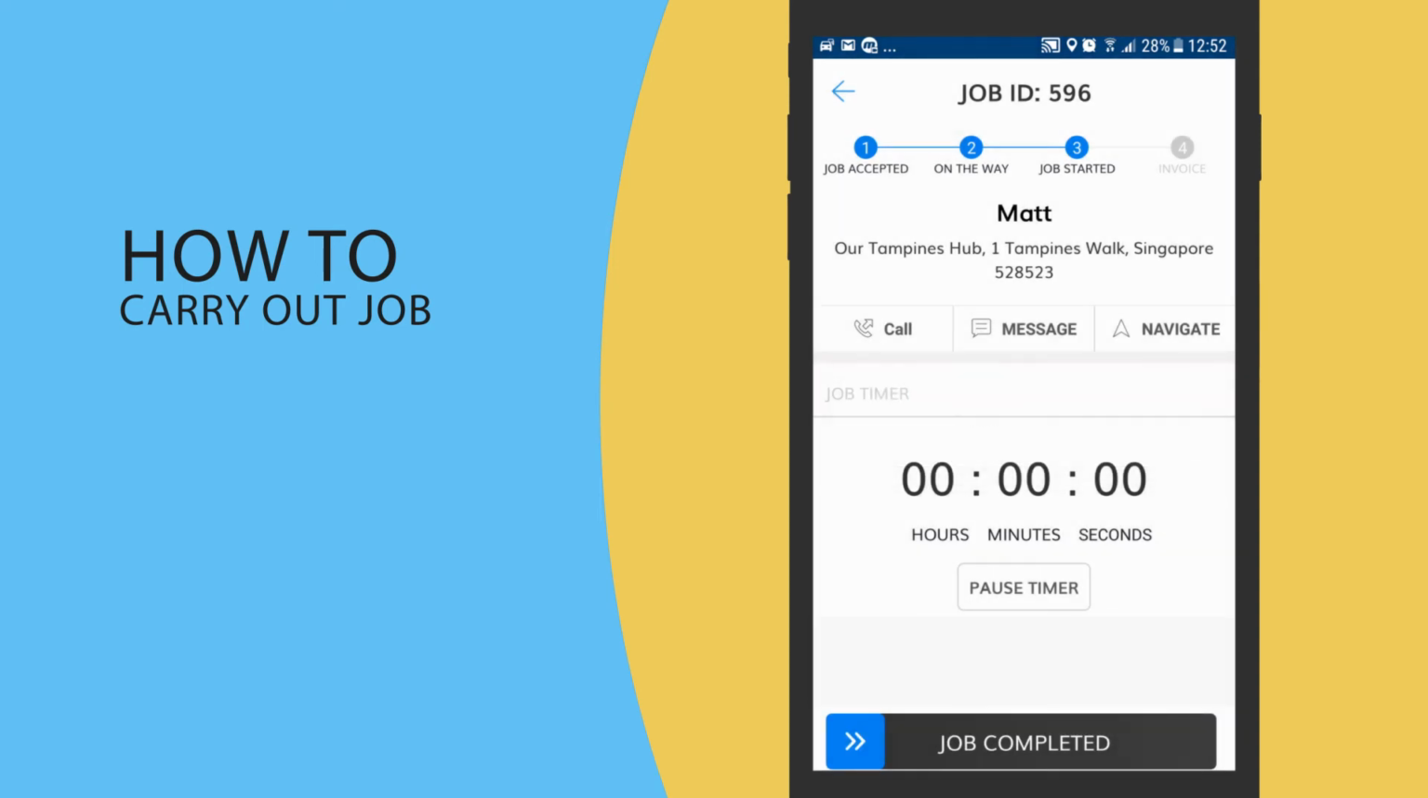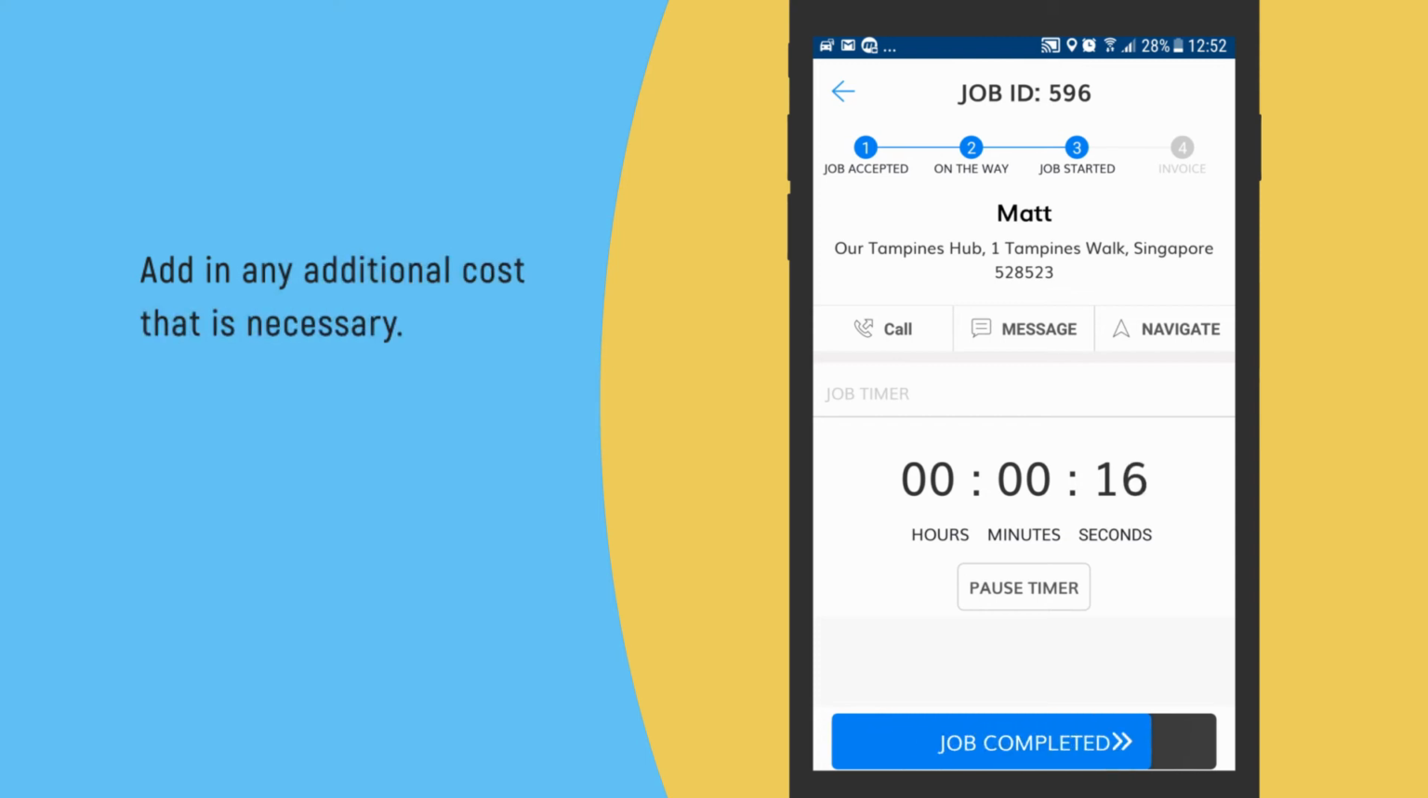When you are ready to start the work, tap on the Start Job timer and begin the work. The timer will record the time that you have spent carrying out the job, and the customer will be charged with your hourly rate included. Once your job is completed, stop the timer and swipe Job Complete.